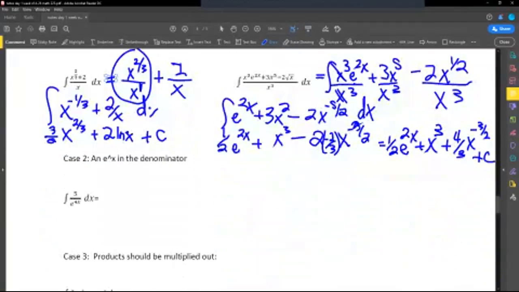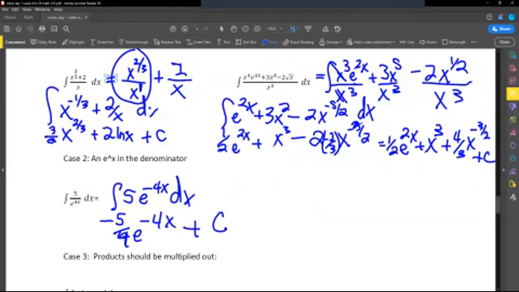All right, so sometimes you'll have an e to the x in the denominator. Don't let that throw you off. That can also be rewritten. It's the integral of 5 times e to the negative 4x. So remember, that's just a negative exponent. And I just follow my integration rule. So I'm going to divide by negative 4. So it's negative 5 over 4 times e to the negative 4x plus c. So that's an easy one to integrate.